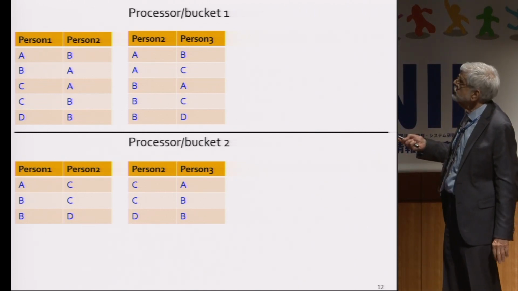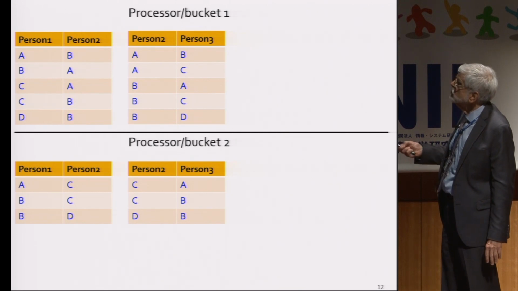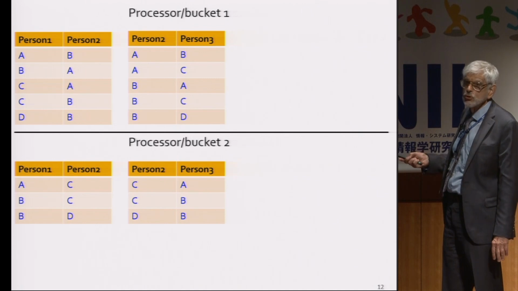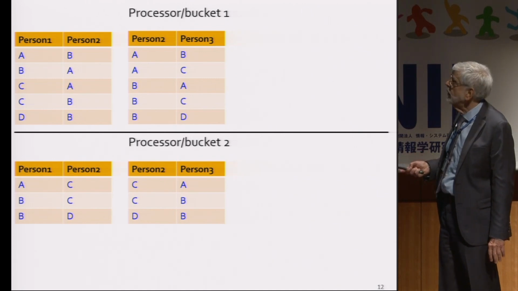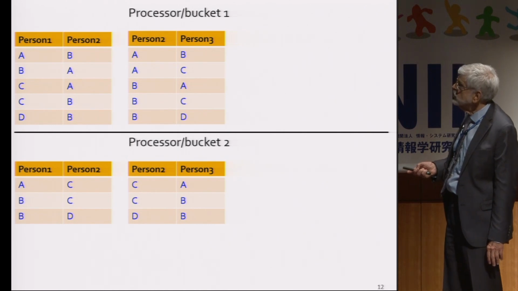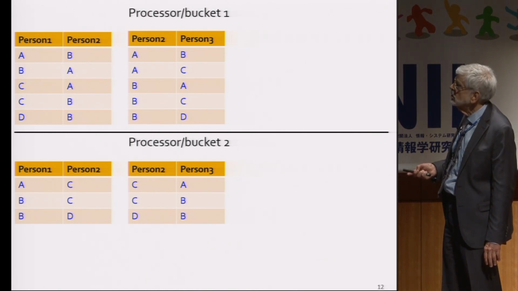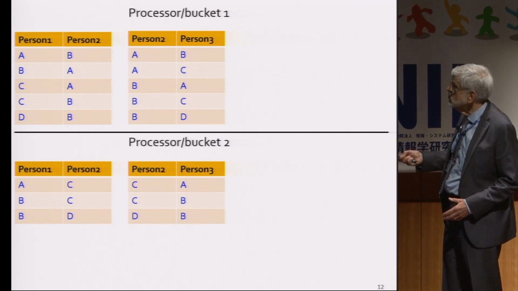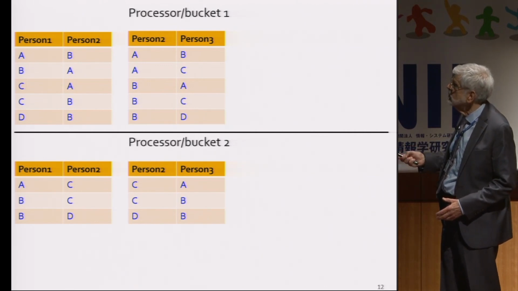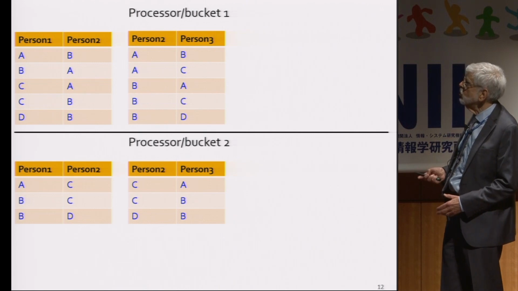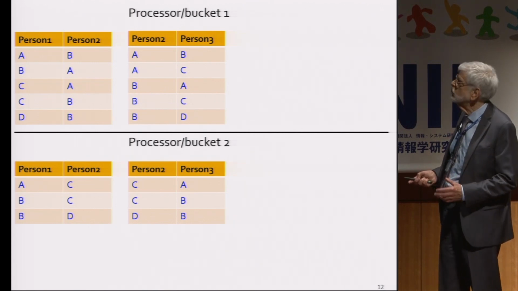So here is the first bucket. Notice it gets all the rows from both relations that have either A or B as person 2. And the second one gets all the rows where person 2 is C or D. And now I can work in parallel on these two smaller relations.